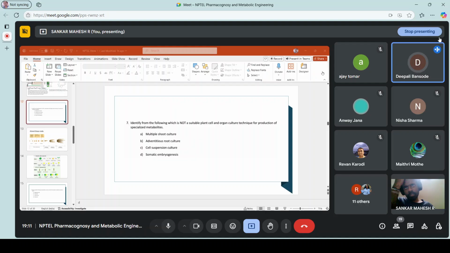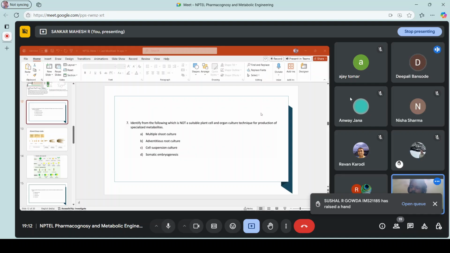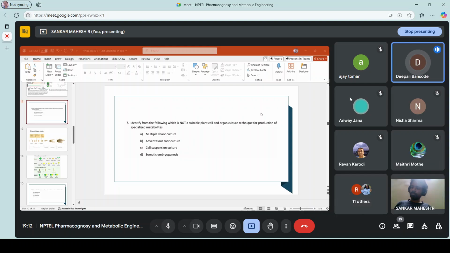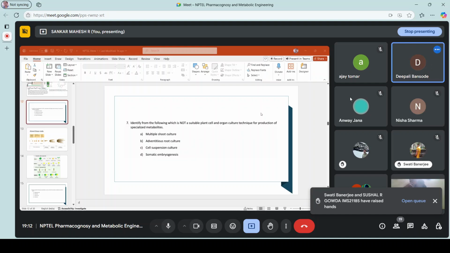Okay. So the question here is for specialized metabolites. Do you think cell suspension culture is not suitable for specialized metabolites? Yes, I think so, but not sure, because when we talk about the technique, only the culture medium is being used. No, the question is when you do cell suspension culture, do you get specialized metabolites? Can you get specialized metabolites?